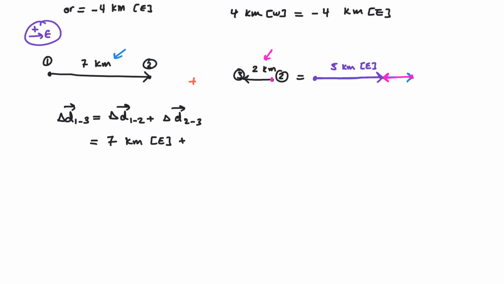And the next one, we can write as 2 kilometers to the west, but if we write 2 kilometers to the west, we can't add things. When we're adding the vectors, they need to be in the same direction. So we will have to change this from 2 kilometers west to negative 2 kilometers east. Now that we have this, we can simply write 7 minus 2, which is 5 kilometers east. This is one method of writing it.